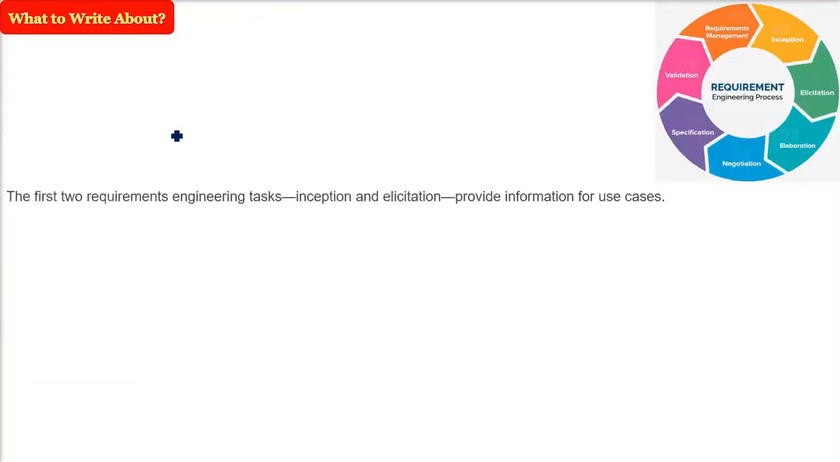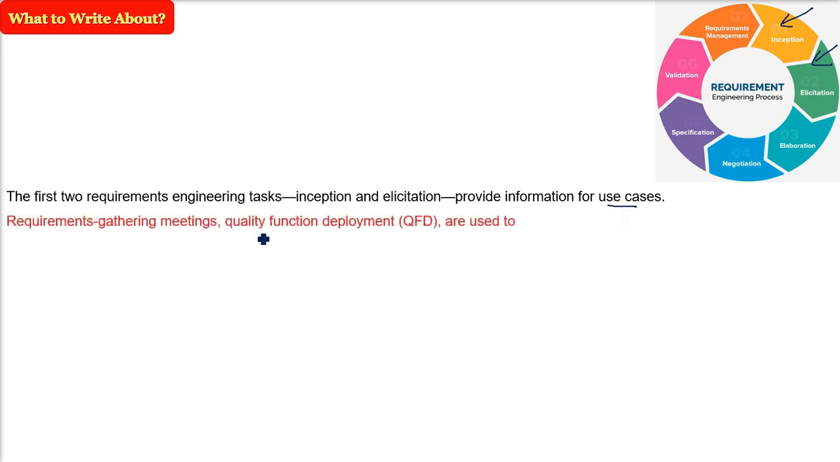So what to write about? Whenever you are writing a use case, if you remember the requirement engineering process, the first two requirement engineering tasks were inception and elicitation. These are the basis of use cases. So the inception task and elicitation task will give you the information for making a use case.